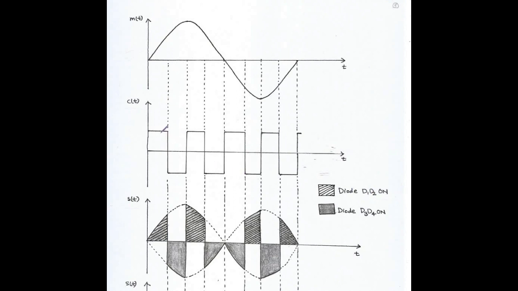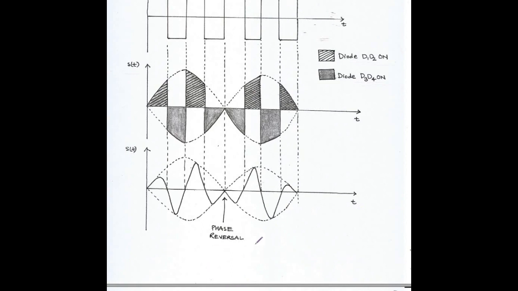This first positive pulse of the carrier is followed by a negative pulse, which multiplies the positive half cycle of the message signal, and we get a negative output. This negative output is obtained when diodes D3, D4 are on. So accordingly, we get the output of the ring modulator. We get the positive portion when diodes D1 and D2 are on, and we get the negative portion when diodes D3, D4 are on. And here we get a phase reversal or 180 degree phase shift at zero crossing.